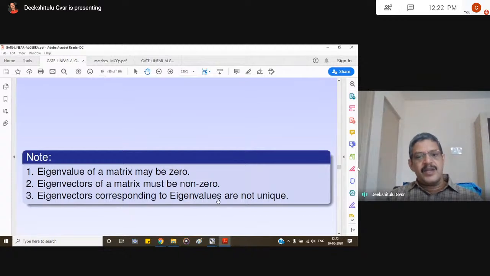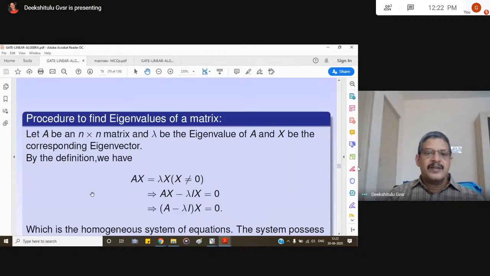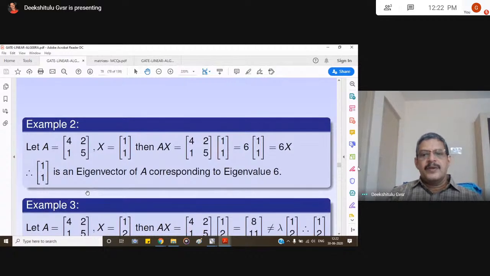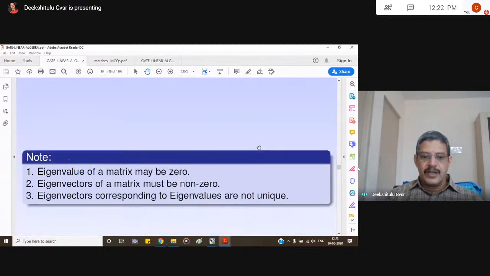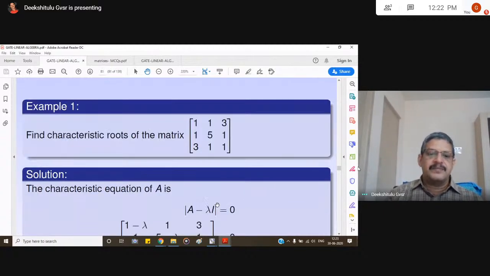Eigenvectors corresponding to eigenvalues are not unique. Say for example, lambda is equal to 1 is an eigenvalue and the corresponding eigenvector is x. We have done this in these problems. So 1 1 is an eigenvector, 6 6 is also an eigenvector. A scalar multiple of an eigenvector is also an eigenvector. In that sense, an eigenvector need not be unique. So these are three important points. The eigenvalue of a matrix may be 0, but eigenvectors cannot be 0. They are non-zero. Eigenvectors corresponding to eigenvalues are not unique.